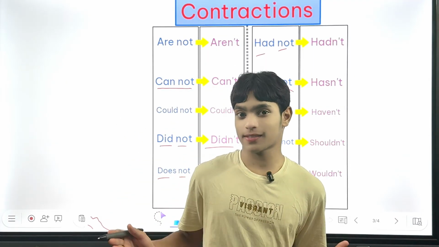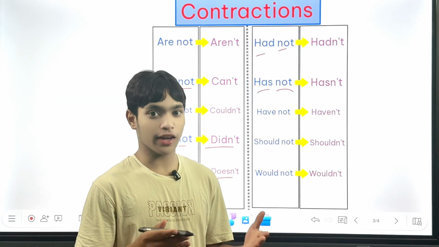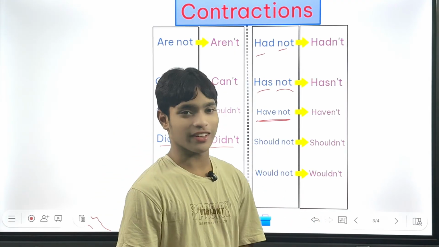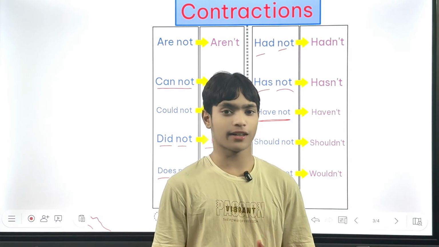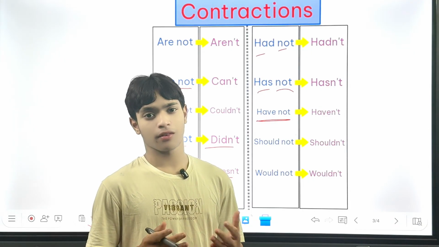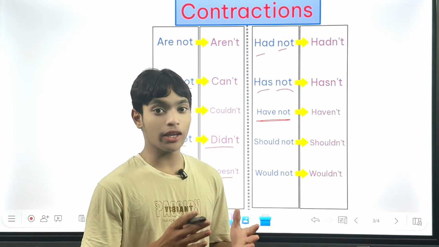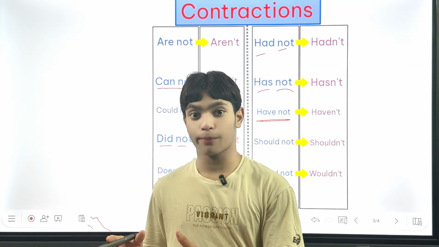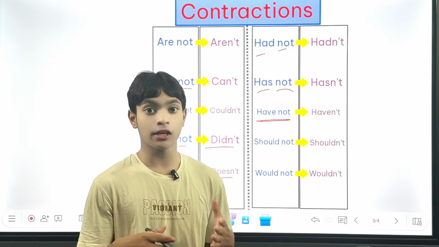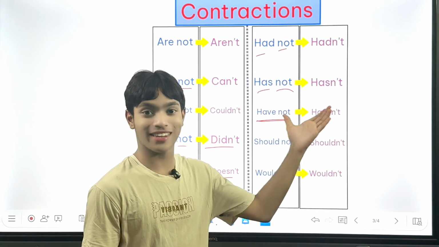Then we have "has not." This is also present. "Has not"? No, "hasn't." Try this, you can also do it. Hasn't. Then we have "have not." Haven't. So you can say "I have not a pen" or "I haven't any pen." Same thing. But if you say "I haven't any pen," you can see that you can say it faster than the previous. So use this next time.